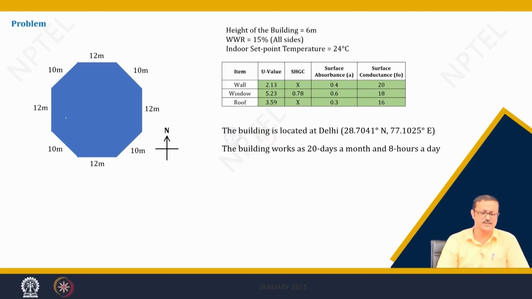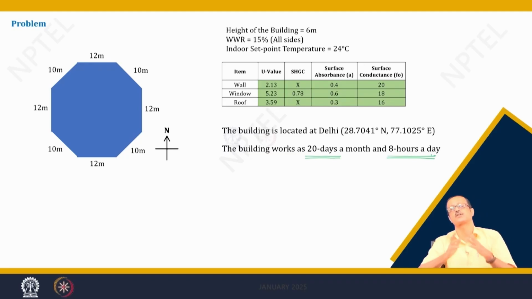So, the facade area can be calculated, assuming all the walls have 15% WWR. The indoor set point temperature is 24 degrees, and suppose the building is located in Delhi, at 28.7 degrees north latitude. And this is very important: the building works for 20 days a month and 8 hours a day. And what I want is to project and estimate the annual load.